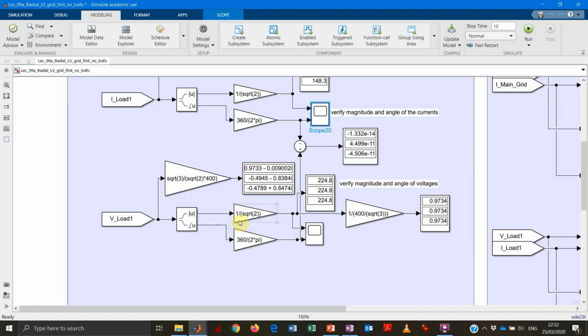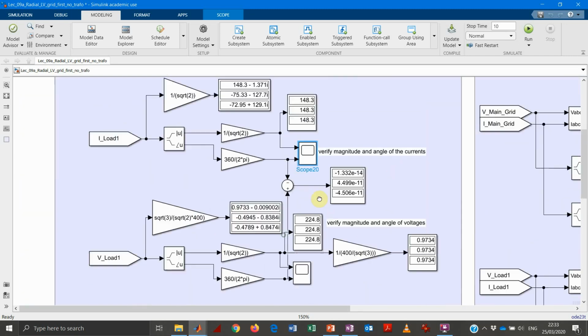Same reasoning, I can always get the module and I can get the phase. And in this case, for instance, I'm displaying just a voltage RMS value for the individual phase. That's 224 volts. The same if I want to get the per unit value.